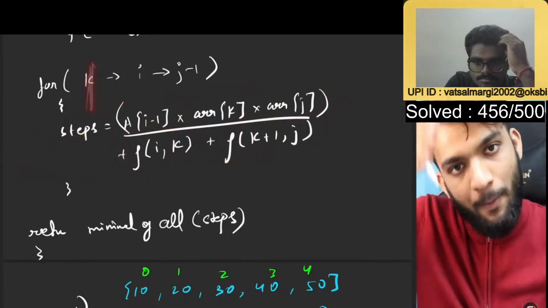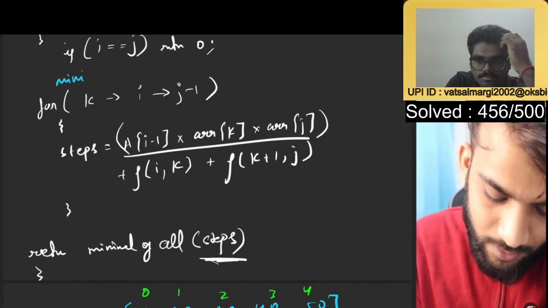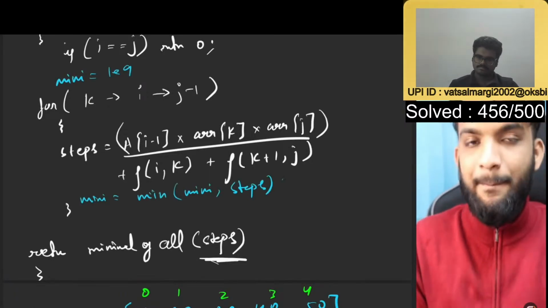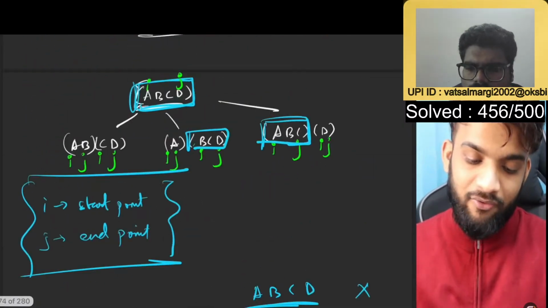If I do a partition on k, right? And what I can say is, I'm the minimal of all. Probably I can store a mini equal to bigger value, and I can say mini equal to minimal of mini comma steps, because I need the minimal among all. So this will make sure it gives me the minimal among all, and in this way I have pretty much solved the problem.